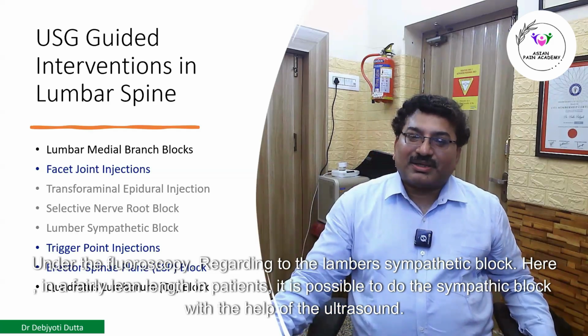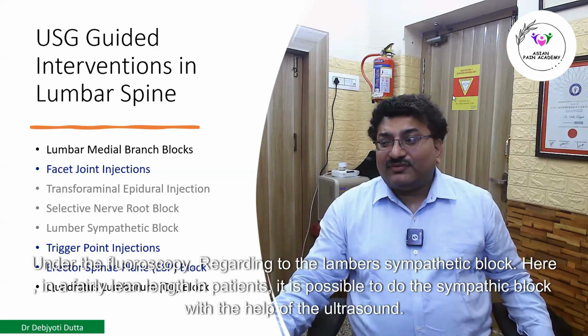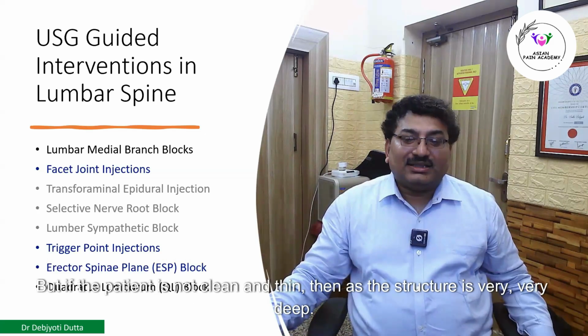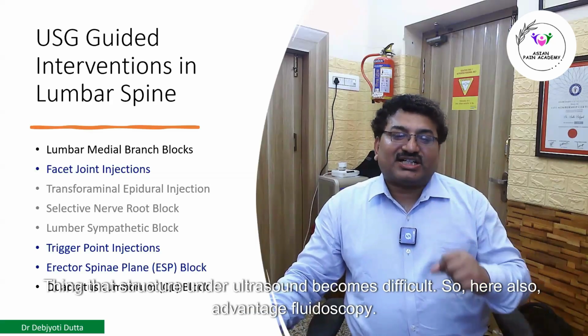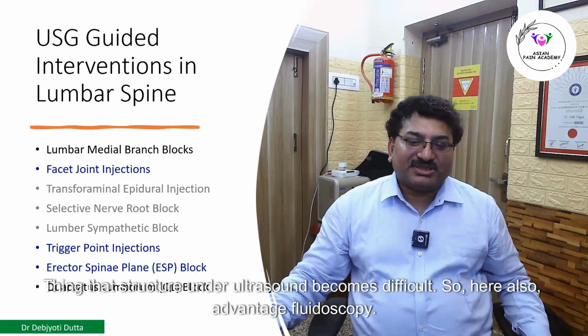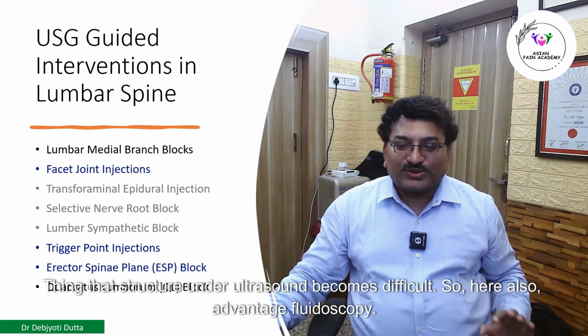Regarding the lumbar sympathetic block, in very lean and thin patients, it is possible to do the sympathetic block with the help of ultrasound. But if the patient is not lean and thin, as the structure is very, very deep, seeing that structure under ultrasound becomes difficult. So here also fluoroscopy has the advantage.